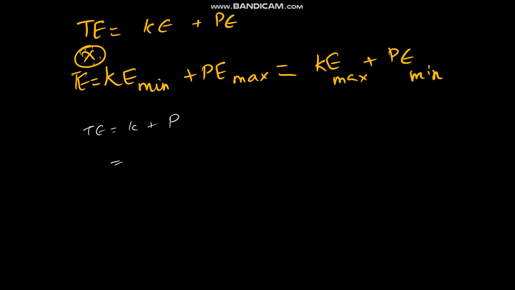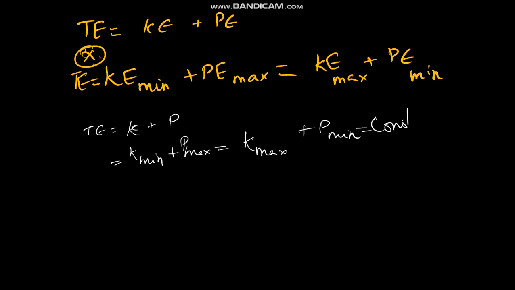So if suppose kinetic energy is minimum, then potential energy will be maximum, and if kinetic energy is maximum, potential energy will be minimum, and the total will be a constant. This is the law of conservation of energy.